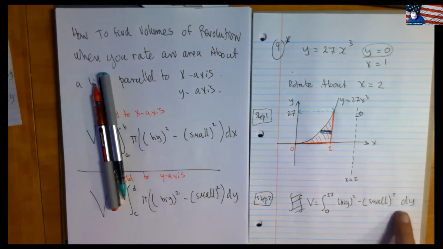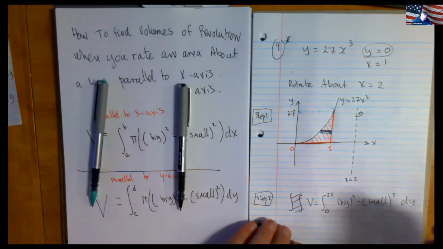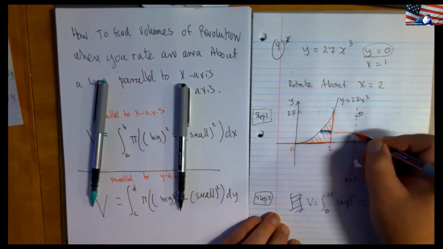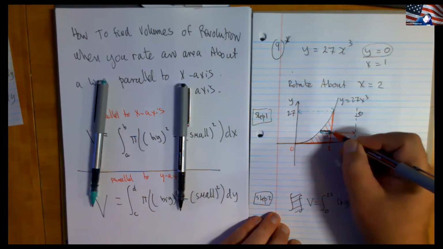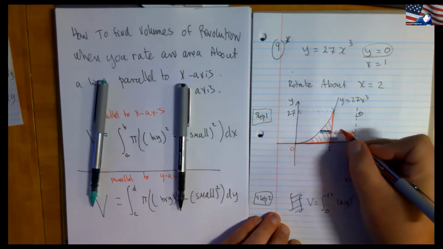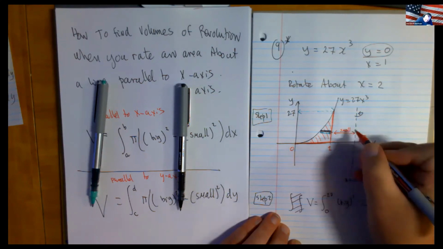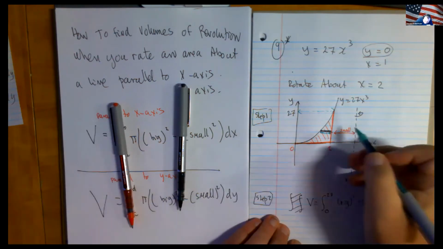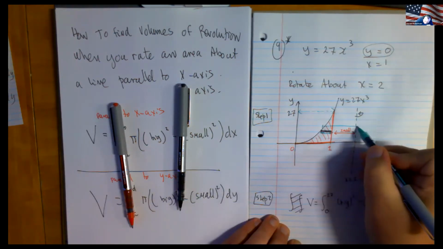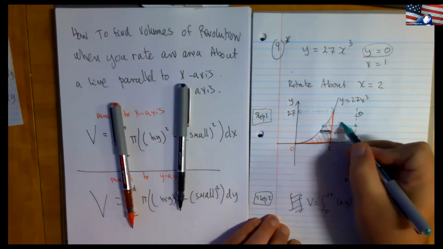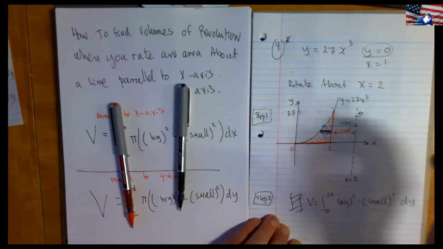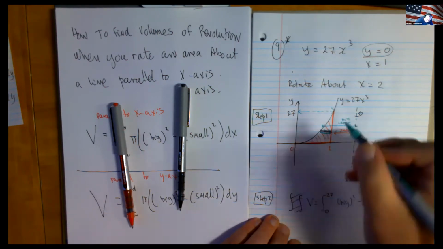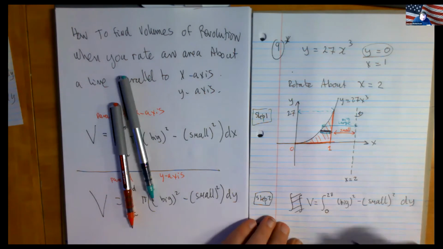So everything has to be written in terms of y. So we're going to have a guy that goes to the top. That's going to be the small fella. And then won't we have a second one going to here? And that's going to be the large, whatever I called it, the big. There we go. So y goes from 0 to 27.